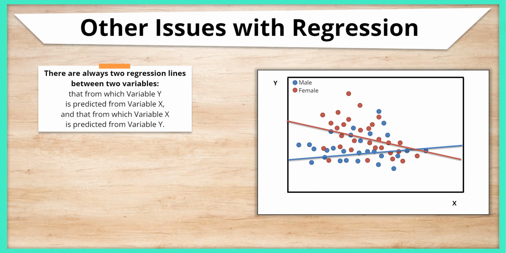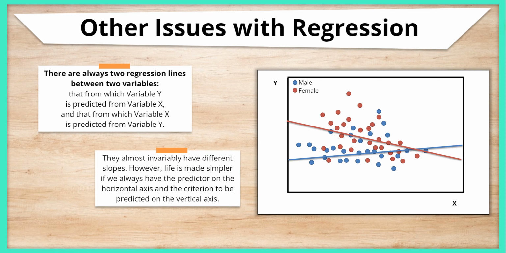There are always two regression lines between two variables. That from which variable y is predicted from variable x, and that from which variable x is predicted from variable y. They almost invariably have different slopes. However, life is made simpler if we always have the predictor on the horizontal axis, and the criterion to be predicted on the vertical axis. You need to be careful what you are trying to predict, and from what.